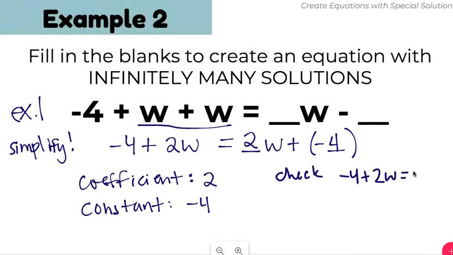-4 plus 2w equals 2w plus -4. And just start solving. -4 does equal -4, so I know it's infinitely many. You can always check it.